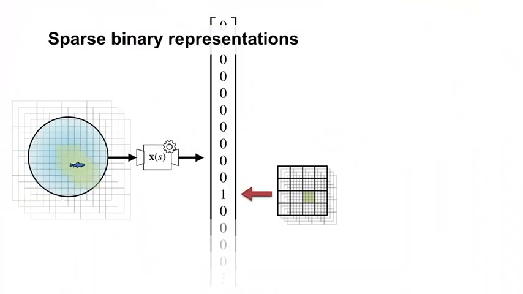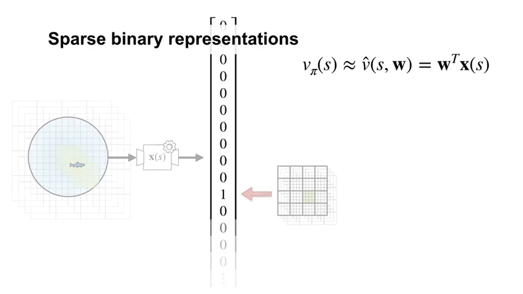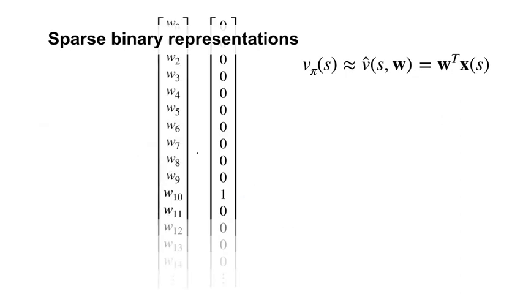The number of active tiles is always significantly less than the number of total tiles. We can use this to calculate the value function efficiently. Recall that with linear function approximation, the value function is a dot product between a weight vector and a feature vector. Let's see what this dot product looks like with a sparse binary feature vector.